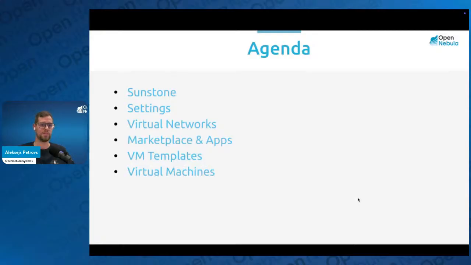Let's look at our agenda for today. What we're going to discuss is Sunstone: what is Sunstone, how to access it, what are some interesting things about Sunstone, and how to make it yours. Then some generic settings of a user, that's quite important, especially if you are managing things. Virtual networks, we are going to touch on how to configure them, some perks, bells and whistles of the virtual network.